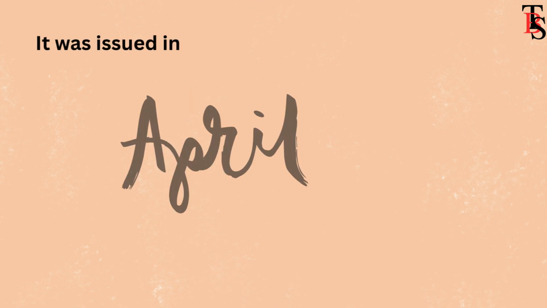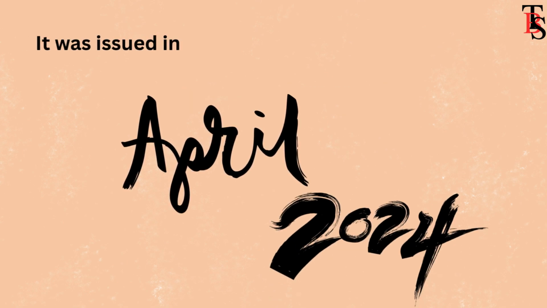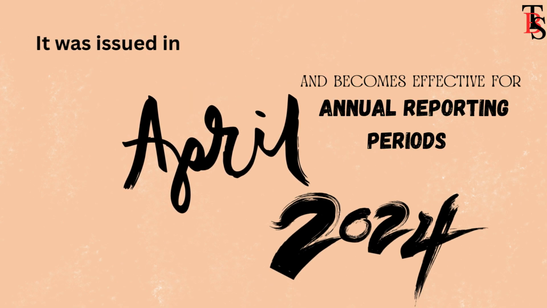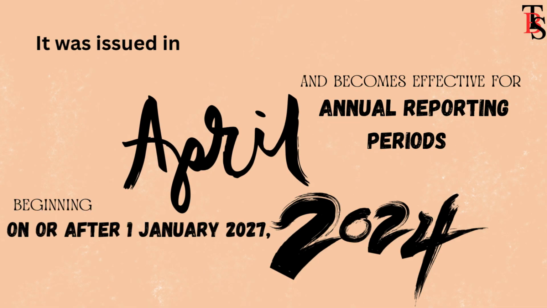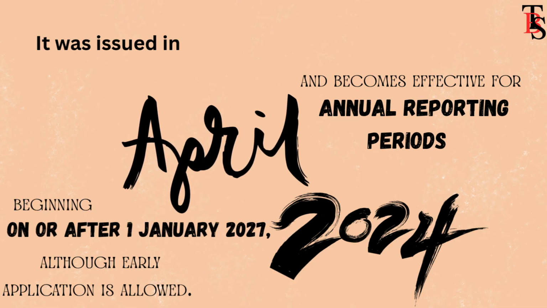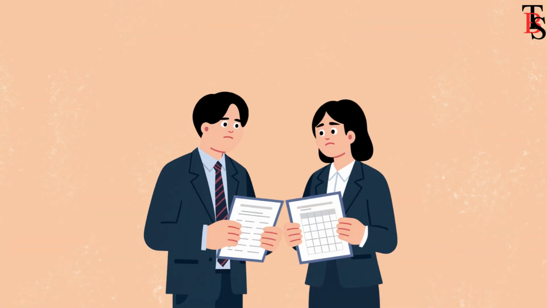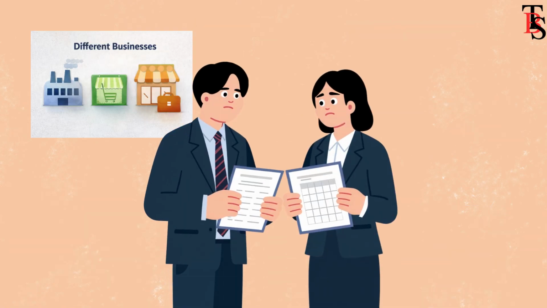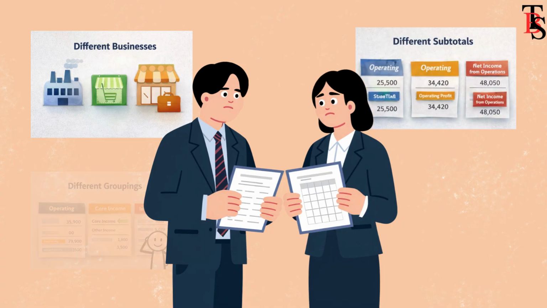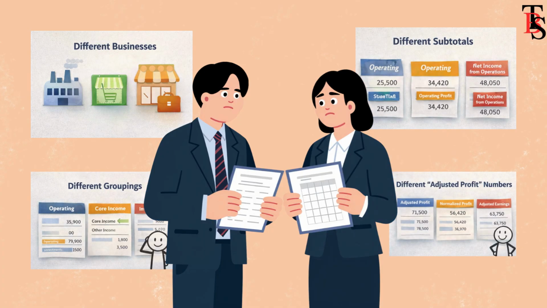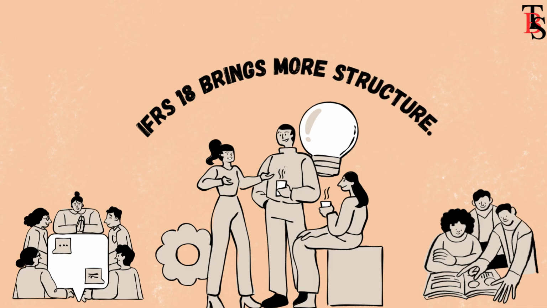It was issued in April 2024 and becomes effective for annual reporting periods beginning on or after January 1st, 2027, although early application is allowed. So, what is the main goal of IFRS 18? It is trying to make company performance easier to understand and easier to compare. Investors often struggle because different businesses use different subtotals, different groupings, and different adjusted profit numbers. IFRS 18 brings more structure.